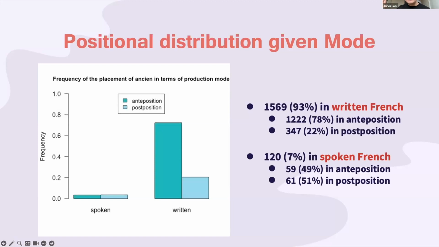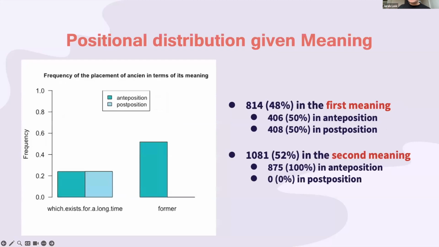So while it seems clear, the distribution, what if we consider the meaning then? Now, the distribution given the meaning of ancien is very neat. About 50% of the total occurrences have the meaning which exists for a long time, and in this meaning, the distribution is also 50-50. The other 50% of the total occurrences have the meaning former, and we see that it is impossible to have ancien as former in post position.